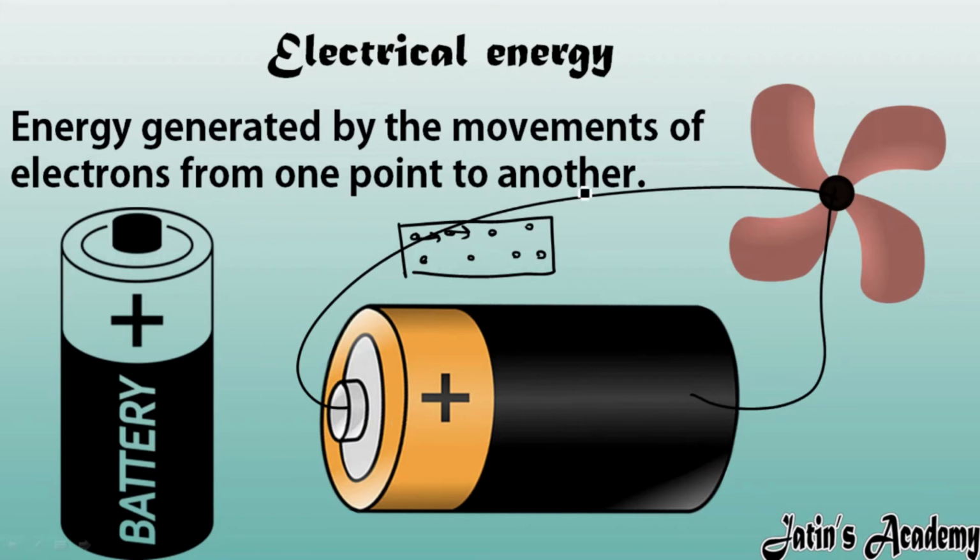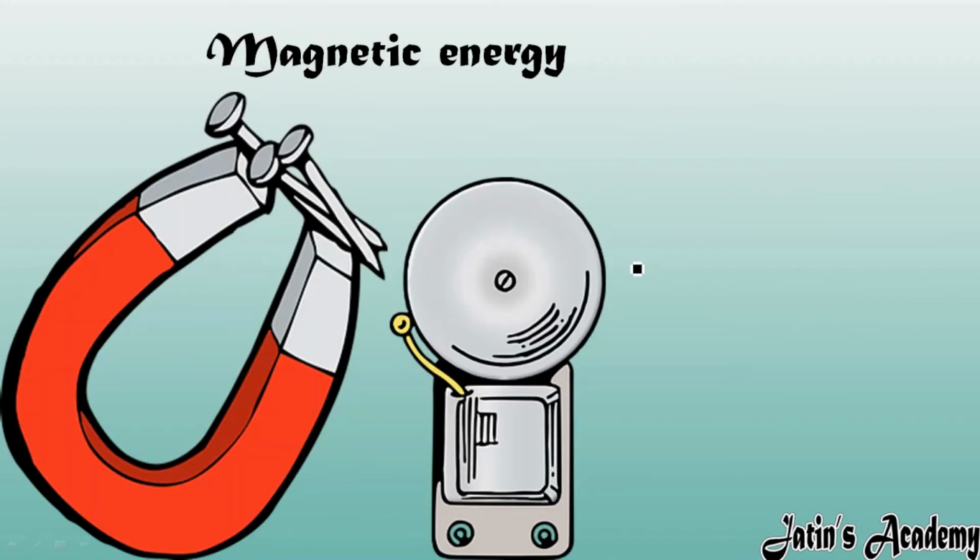Whenever electrons move into any material, or electrons move from one point to another point, in that case electrical energy is imparted. So with the help of electrical energy, we are going to start the fan, or we are going to switch on the light. Whatsoever electrical things are there, they all are working due to electrical energy, due to the movement of electrons. Next, we are having magnetic energy.